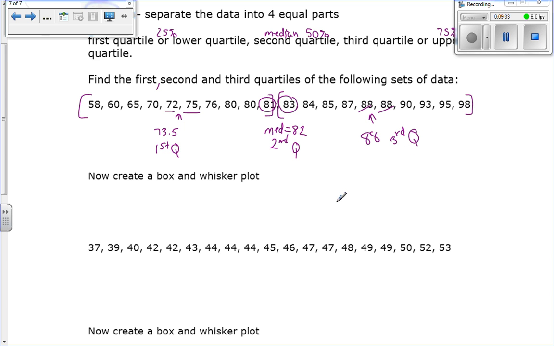Now create a box and whisker plot. Now I don't know if you remember these from 9th grade, but a box and whisker plot just represents your data from a list of numbers. So let's see here. My lowest value is 58. My highest value is 98. So what I need to do is kind of even out my data best I can, and draw a line.